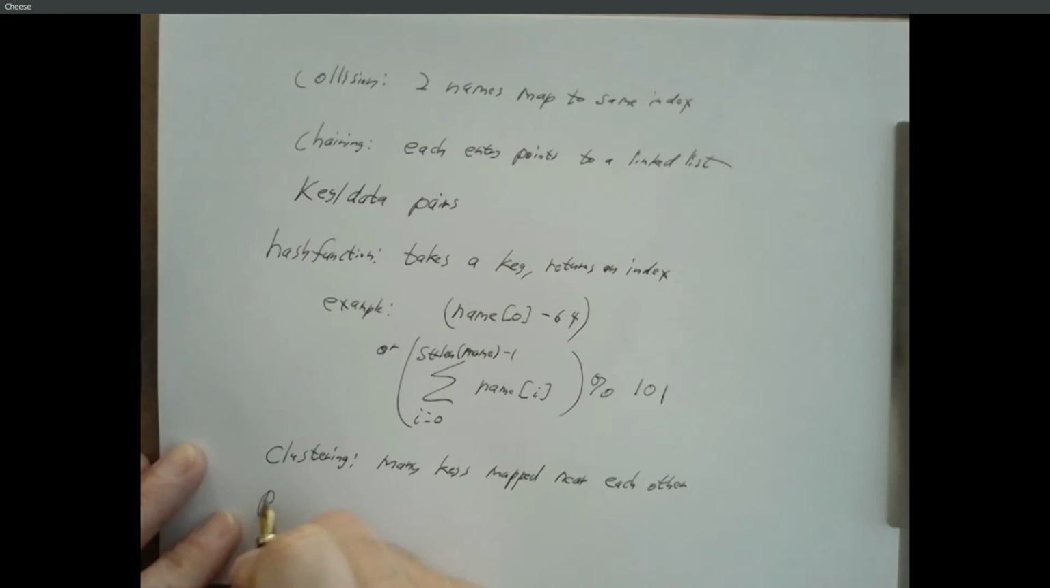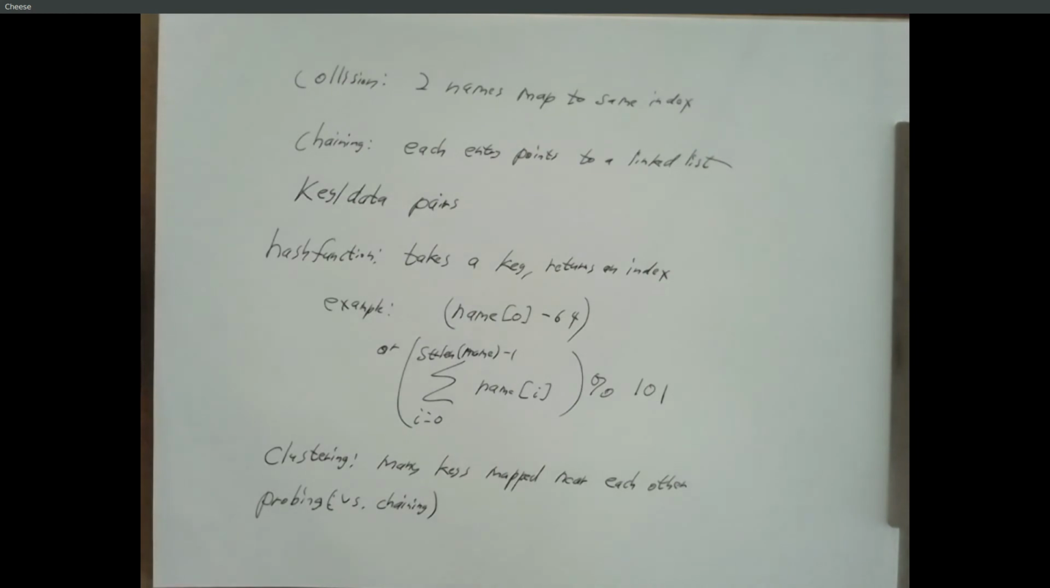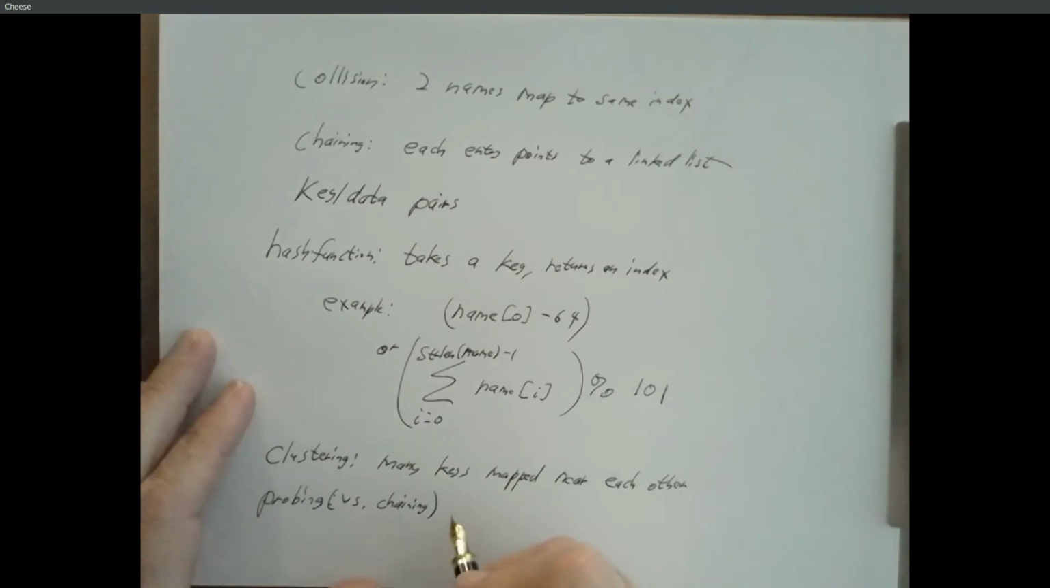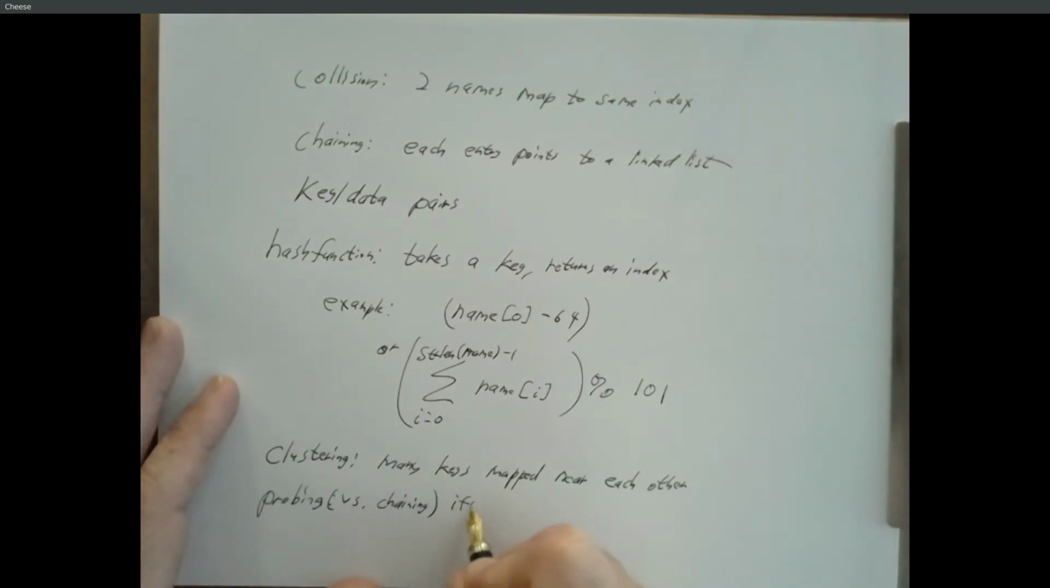So probing, which is something we do instead of chaining. So chaining is just make a linked list in each node. Probing is where we say, okay, if there's a collision, let's find another spot to store this piece of data. So probing says if you get a collision, find another place. Find another location to use.